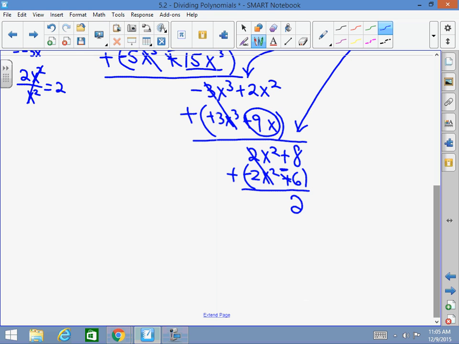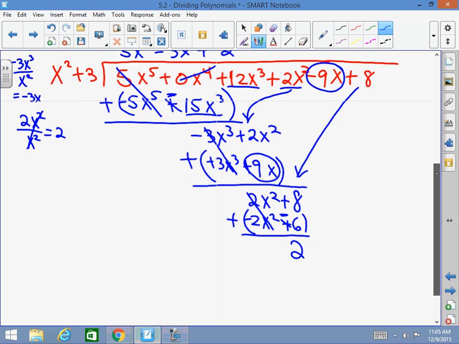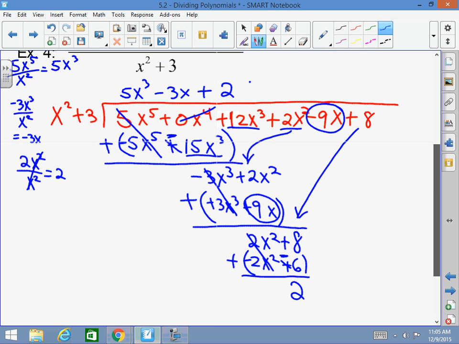And I'm left with 2, which is my remainder. So I have plus a remainder of 2 over x squared plus 3.